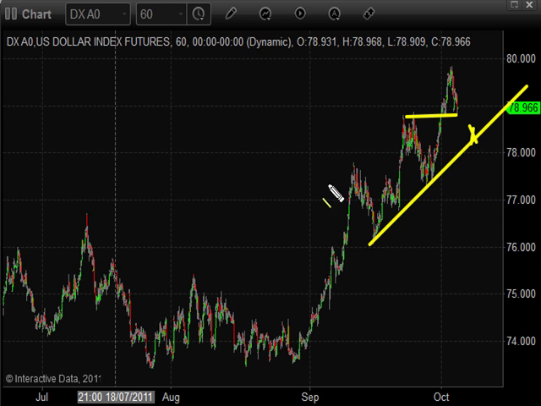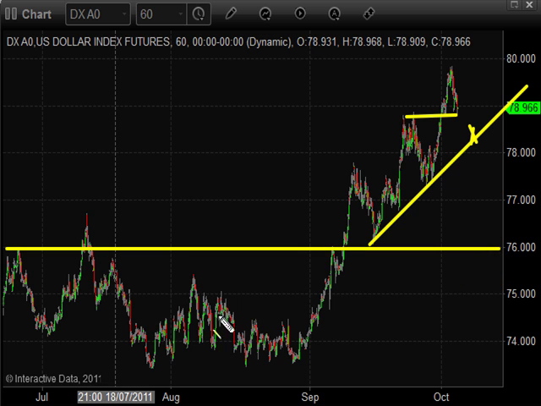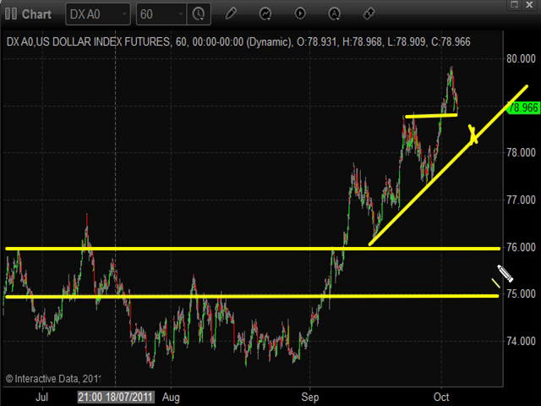see the US dollar come tumbling down somewhere into first key support zone would be the 76 area. After that, it would be somewhere down into the middle of this range around the 75 area. And of course, a falling US dollar should boost stocks and commodities. So that's kind of where we stand right now.